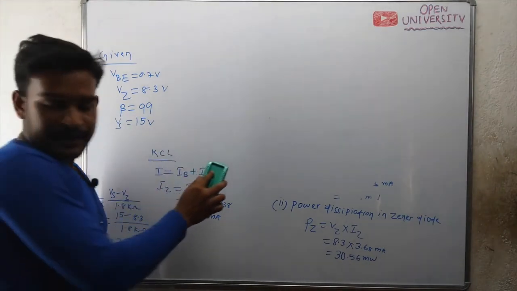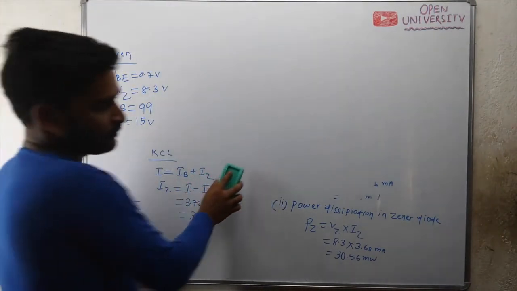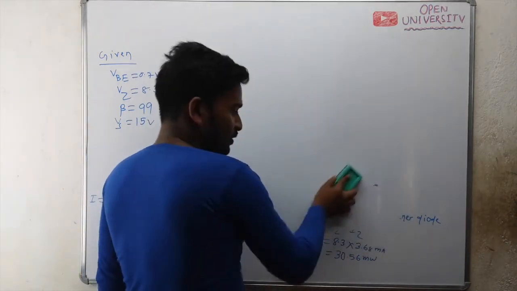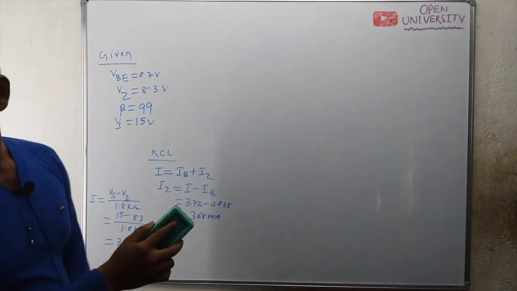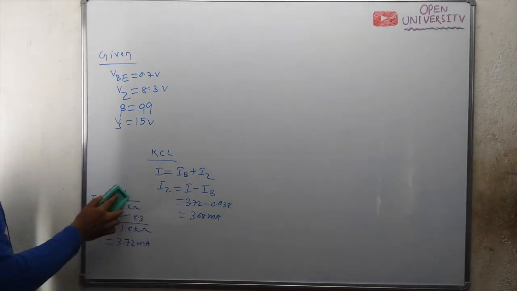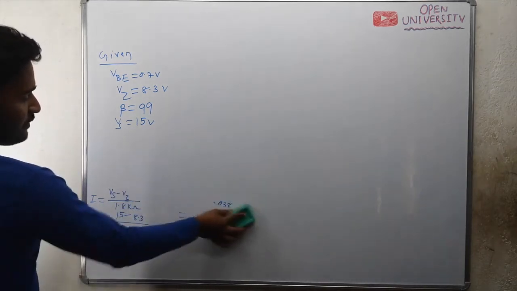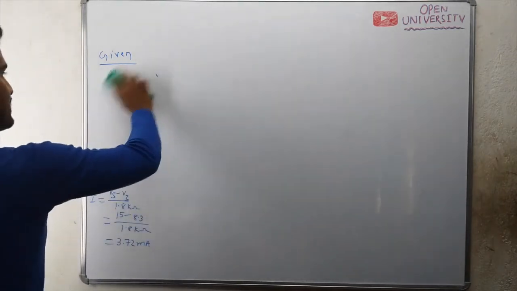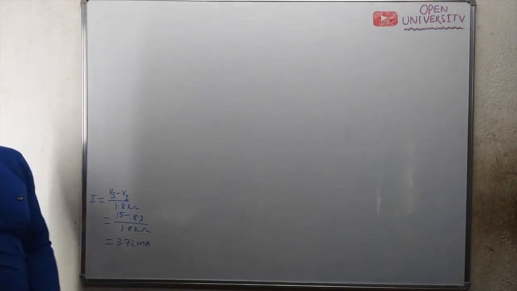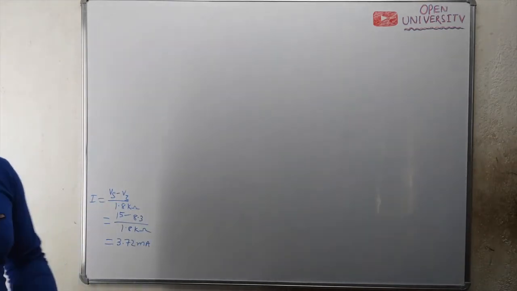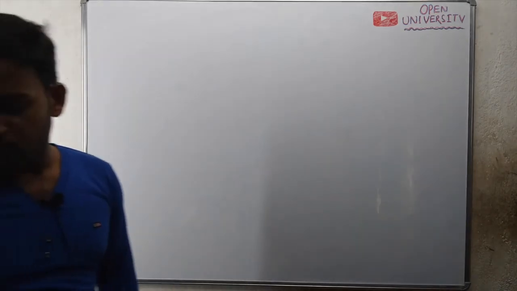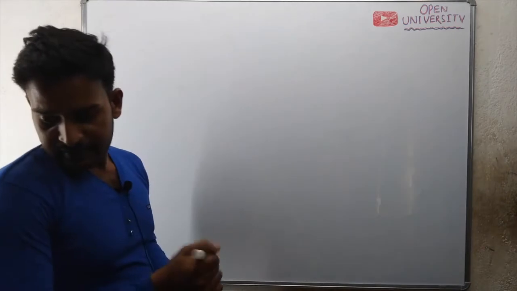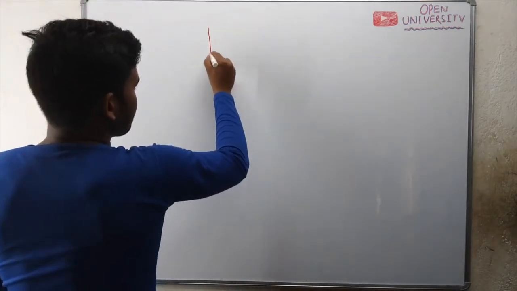If the supply voltage is varied from 20 volt to 30 volt, then calculate the maximum power dissipation in the transistor and Zener diode, by neglecting current through RB. Draw the circuit.